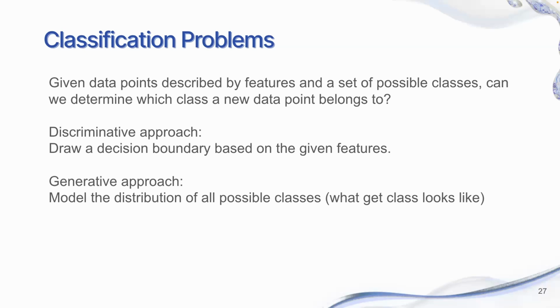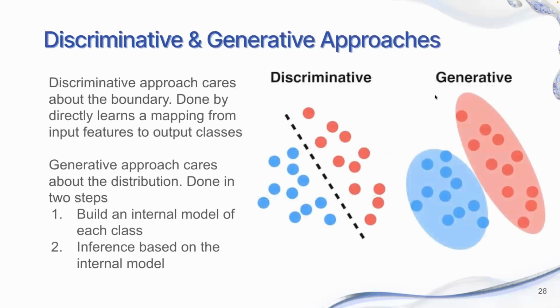But the generative approach says the model first tries to construct the underlying distribution of all the possible classes. So instead of saying what a line looks like, the model first tries to understand what each class looks like. Let's see an example here.